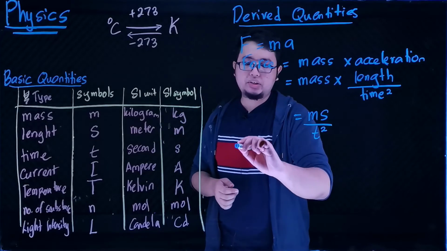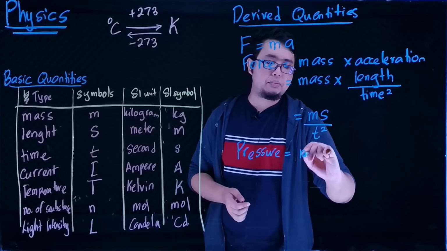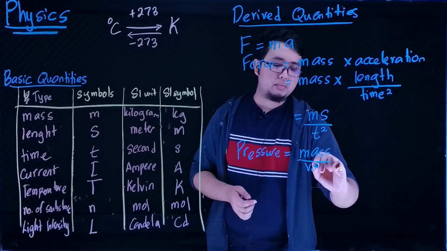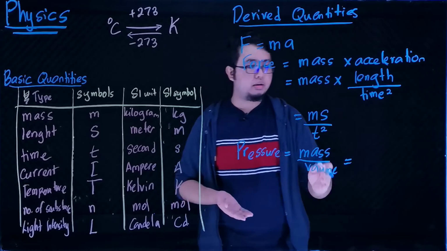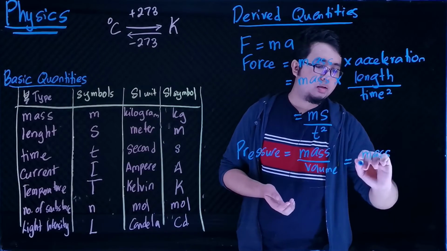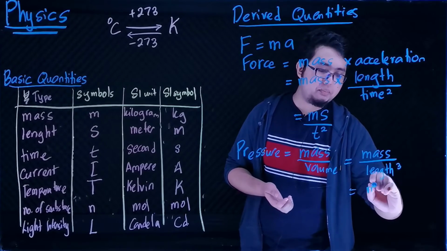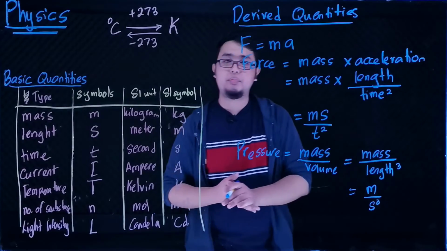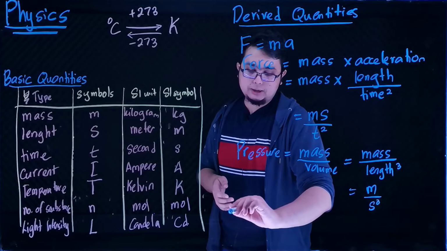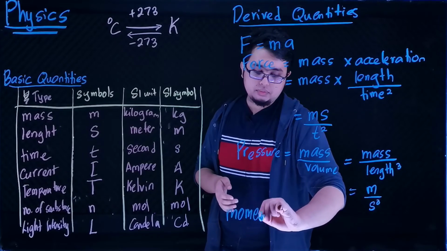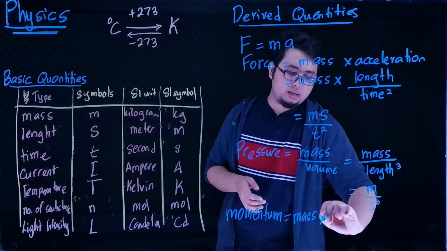All right, we have pressure. Again, this is something that you already learned. Pressure is actually force over area, which in terms of basic quantities we can work out from mass over volume. And we know that volume is basically length times width times height, so mass over length to the power of 3, so it's going to be m over s cubed. All right, and lastly, I'm just going to touch on one more. We have momentum. Momentum is a product of mass and velocity.